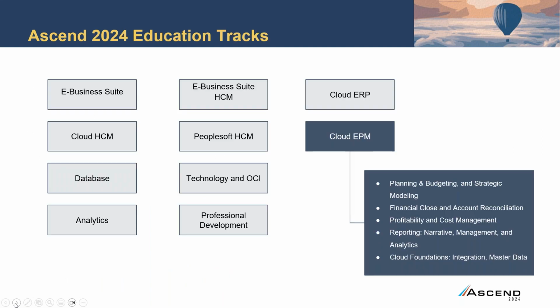Obviously, there are a lot of tracks that have been covered by the Ascend 24 conference. As you can see, eBusiness Suite, Cloud ERP, HCM, PeopleSoft, database analytics. But for today's session, we're going to focus on Cloud EPM. To get into a little bit more detail, the EPM sessions we have are for planning, budgeting, financial close, account reconciliation, profitability and cost management, reporting, and a couple of sessions in Cloud Foundations and integrations and master data. So that's the scope for the Ascend 24 conference from EPM SIG.